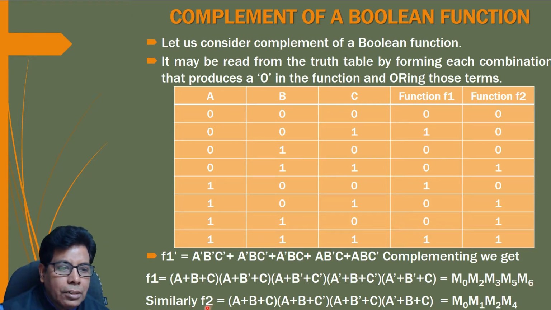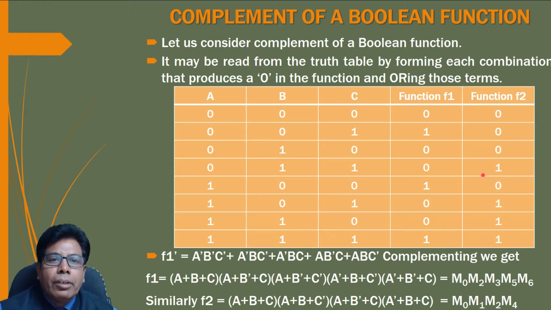Similarly, if you take the function f2, here for this 0 it will be a plus b plus c, then for this 0 it will be a plus b plus c dash, then for this 0 it will be a plus b dash plus c, and then for this 0 it will be a dash plus b plus c. So it will be the terms m0, m1, m2, and m4. So that is nothing but the complement of the Boolean function.